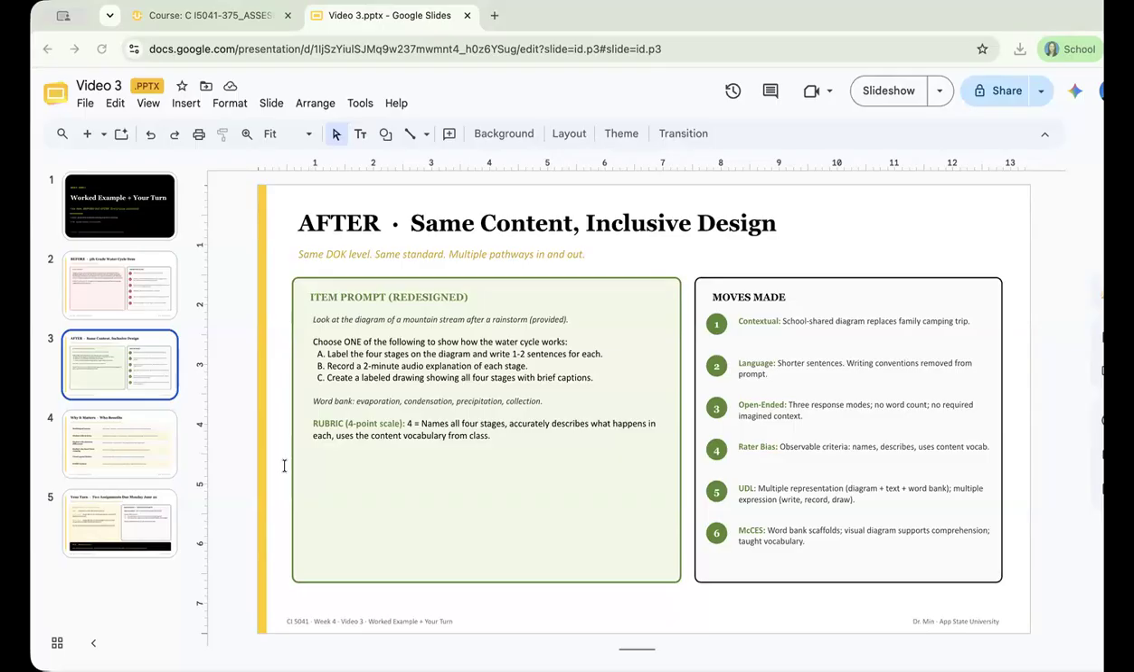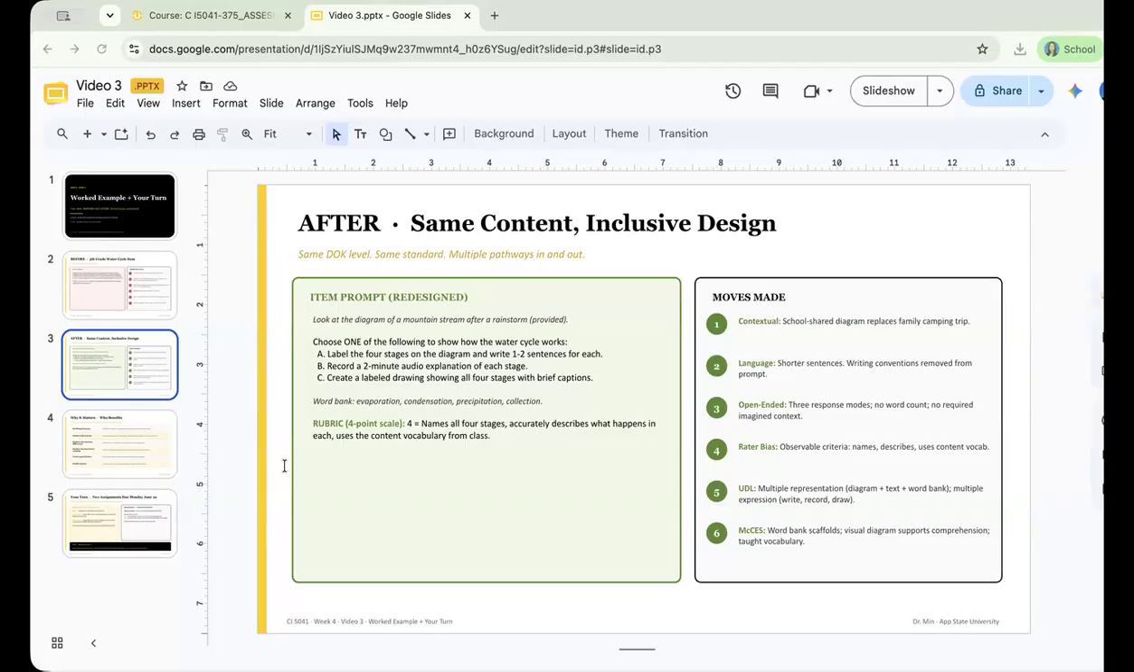Option A, label the 4 stages on the diagram and write 1 to 2 sentences for each. Option B, record a 2-minute audio explanation of each stage. Option C, create a labeled drawing showing all four stages with brief captions. Same science thinking required in all three. Different ways to demonstrate it.